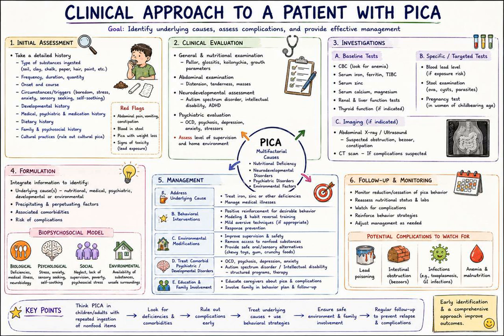Laboratory investigations help identify underlying deficiencies and complications. Routine investigations should include a complete blood count to look for anemia, serum iron studies including ferritin, serum zinc, calcium, magnesium, and liver and renal function tests. Thyroid function tests may be considered when clinically indicated. Specific investigations include blood lead levels in patients with possible paint exposure, stool examination for ova, cysts, and parasites, and pregnancy testing in women of childbearing age when appropriate.